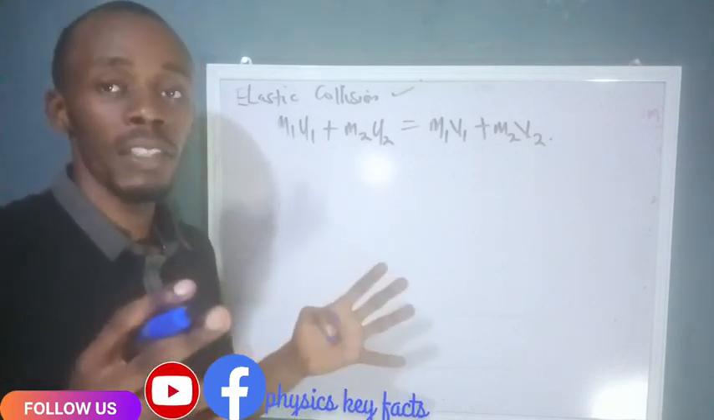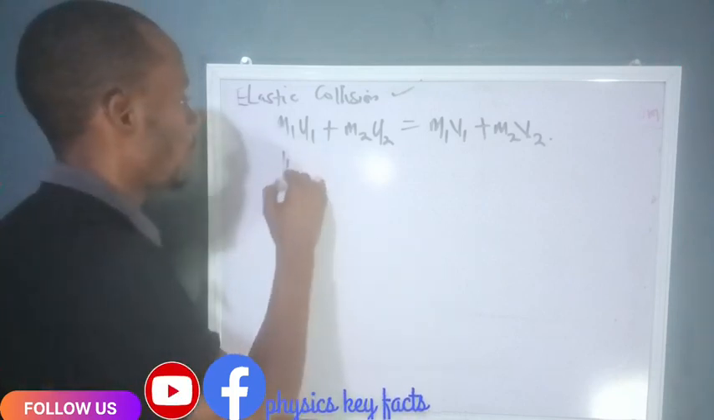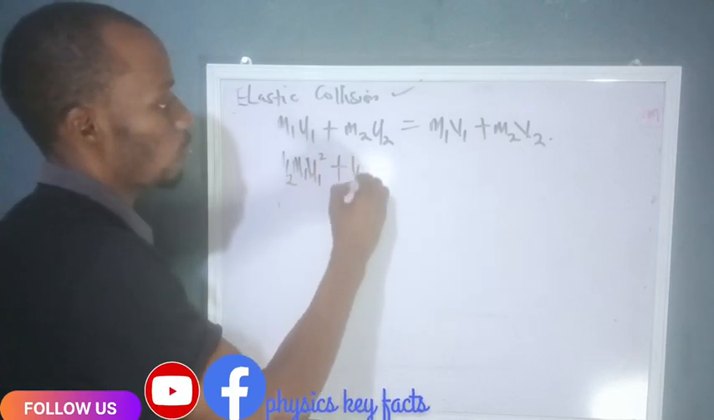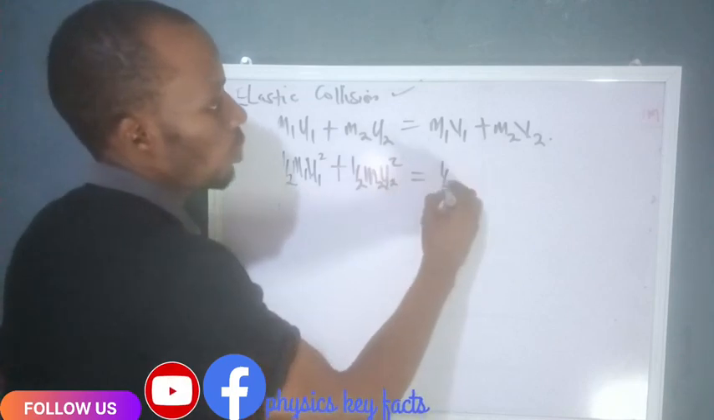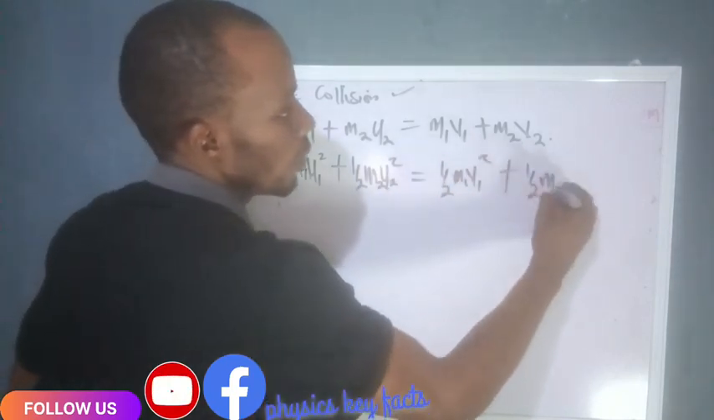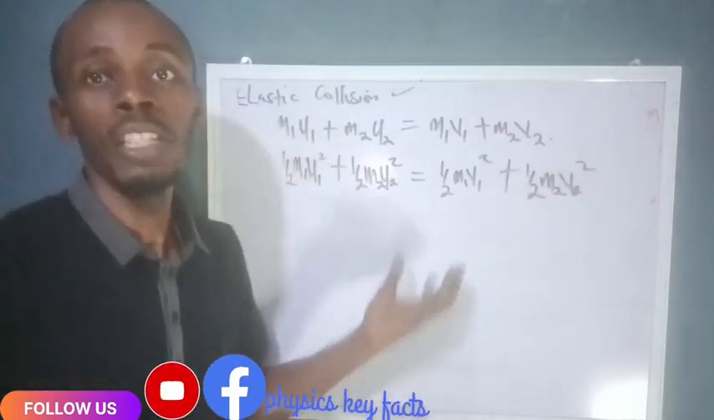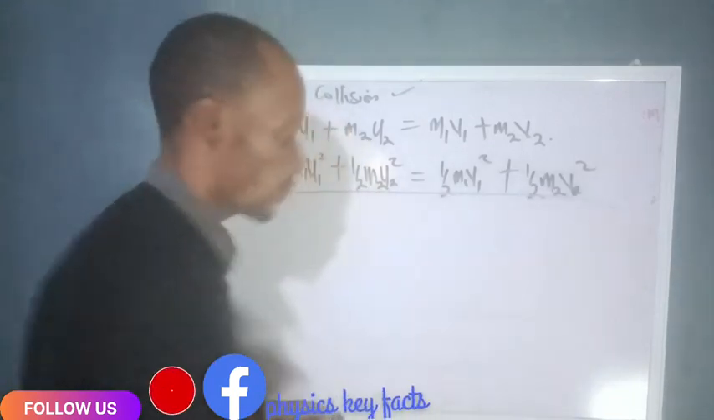The kinetic energy is always conserved. The kinetic energy for the elastic collision is given as 1/2 m1 u1 squared plus 1/2 m2 u2 squared is equal to 1/2 m1 v1 squared plus 1/2 m2 v2 squared. That's the kinetic energy, it is also conserved. But for inelastic collision, what happens?